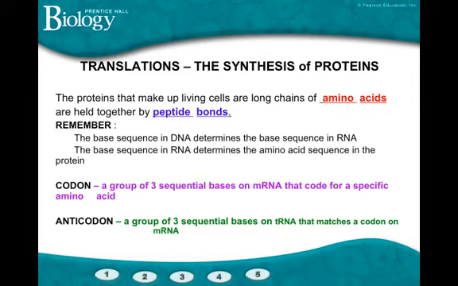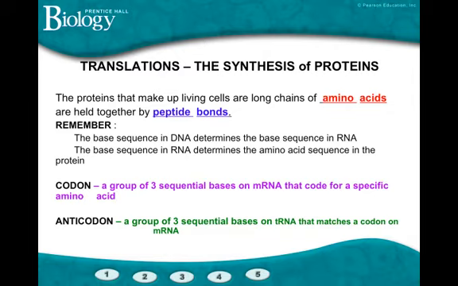Now, remember that the base sequence in DNA determines the base sequence in RNA. So we've already transcribed the gene. Now it's up to the base sequence in that messenger RNA to determine the amino acid sequence in the protein. So the codon is kind of the language of messenger RNA. It's a group of 3 sequential bases on messenger RNA that code for a specific amino acid.